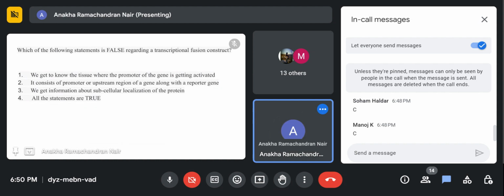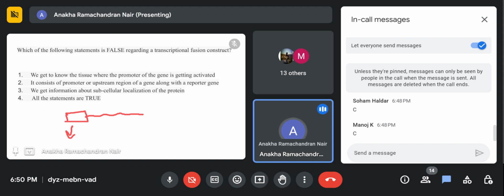The second one is it consists of a promoter or upstream region of a gene along with a reporter gene. That is also true. So it has the promoter of the gene that you are looking for, and with that promoter, you're attaching a reporter gene, right? And if in the DNA or in the cell this promoter is active, that means your gene of interest is active. That means this extra piece of DNA that you have put with the same promoter, your reporter gene, will also be active.